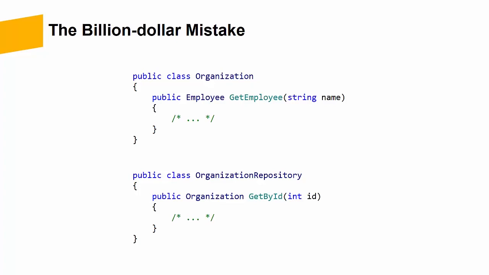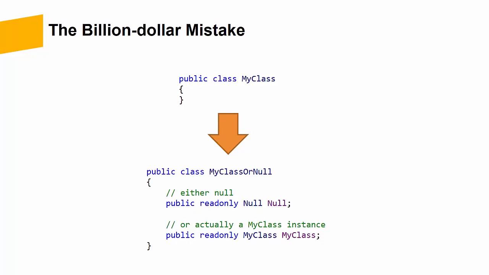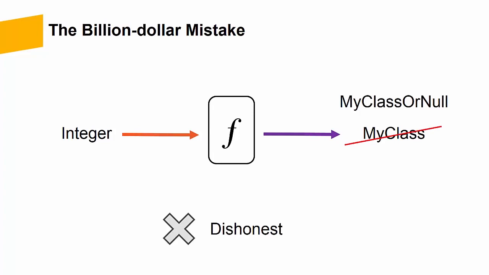This is a common problem with methods that employ reference types in their signatures. Because when we define a class in C#, and actually in Java and many other code bases as well, what we actually do is define a two-fold class, which can either contain a null or an actual instance of that class. So when we define a function which accepts an integer and returns an instance of my class, we actually define a function that returns an instance of my class or null, that two-fold class instead.